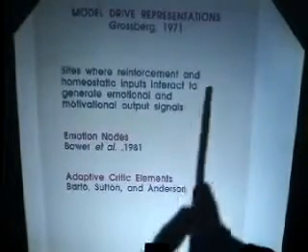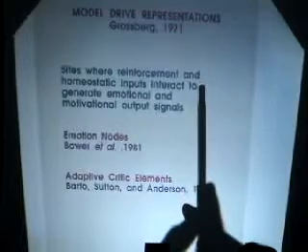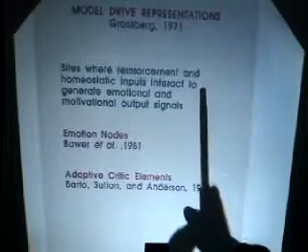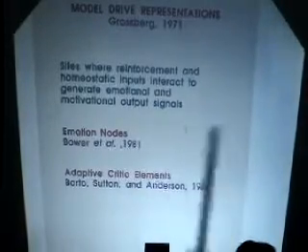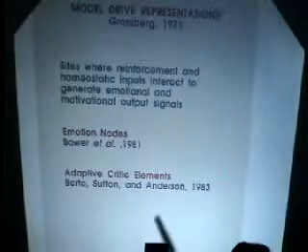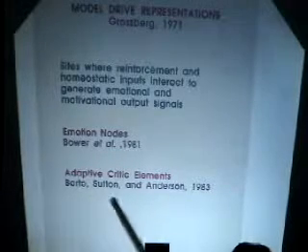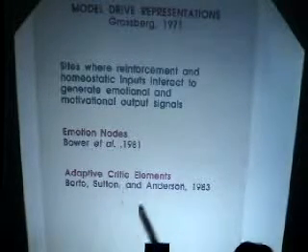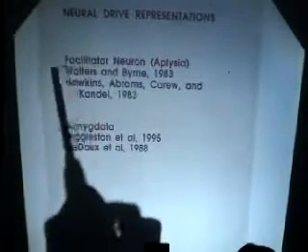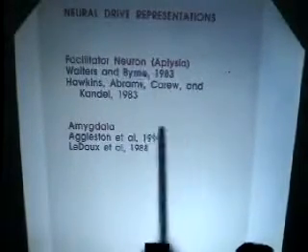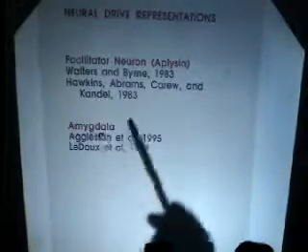So these are sites where reinforcement and homeostatic inputs interact to generate emotional and motivational output signals. People like Gordon Bower like calling them emotion nodes. People like Andy Barto and Sutton et al. like calling them adaptive critic elements. They have a long history. In neuroscience, you find analogs of them even in crustacea, where they're called facilitator neurons. In mammals, they include the amygdala.